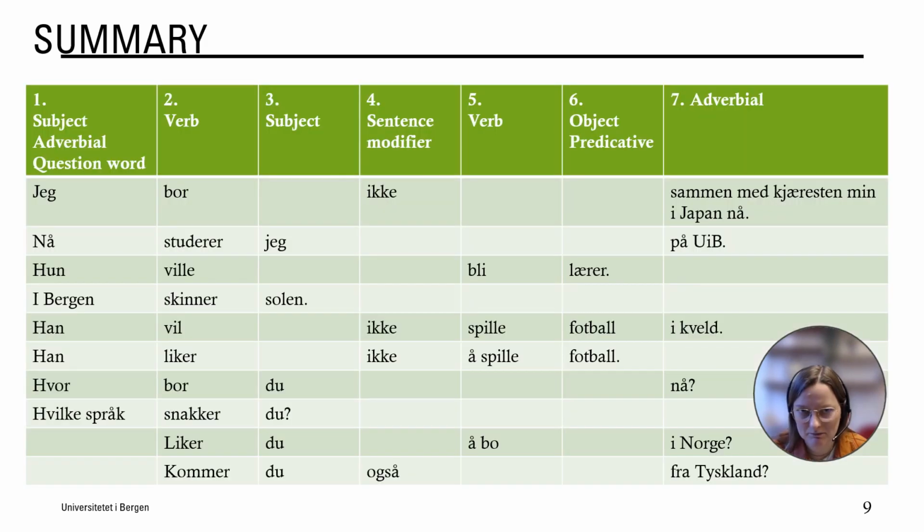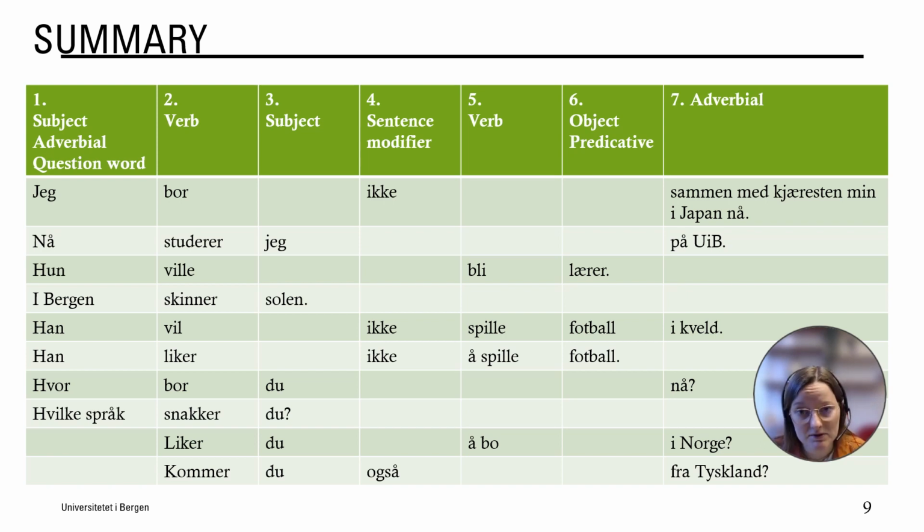So here's a summary. The first element can be a subject, an adverbial, or a question word. The second element must be the verb. This is the verb that's either in the present tense or in the past tense. The third element is the subject in those inverted main clauses and also in yes/no questions or questions in general. The fourth element is the position of a possible sentence modifier, and the fifth element is the position of a verb that's in the infinitive or the past participle.